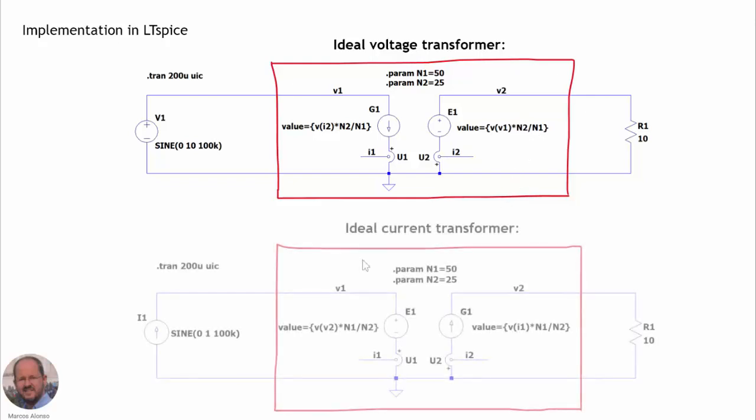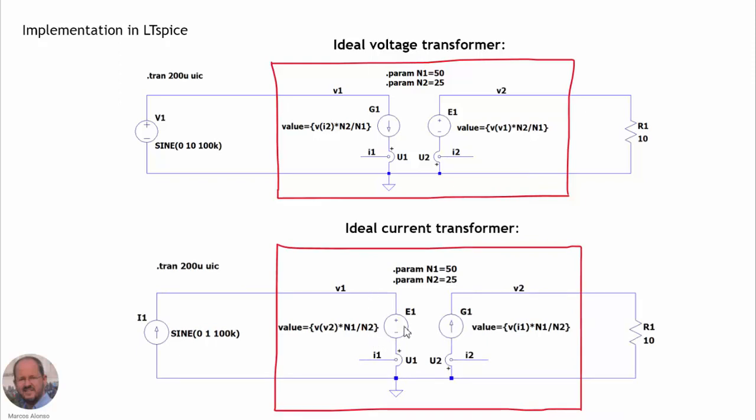And if we want to implement an ideal current transformer, we do it the other way. We can use a voltage source in the primary, which is going to generate the voltage of the secondary, times the reciprocal value of the turns ratio, so N1 over N2. And for the secondary, we use a current source, which is going to generate the current through the primary, measured here with this sensor, times the reciprocal value of the turns ratio, N1 over N2.